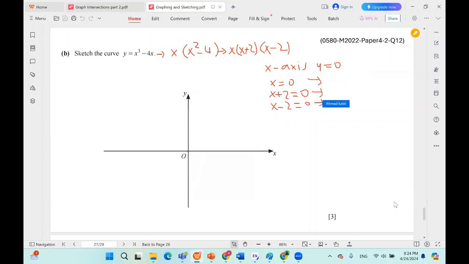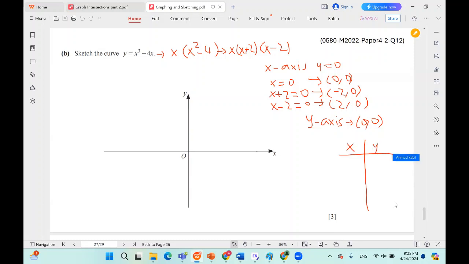So either here we have 0, 0 and -2, 0 and 2, 0. These are the first 3 points that we will use. For the y-axis, we just put x as 0 and we get again 0, 0, which is a point we already got. Now we can draw our table, x versus y. We have x values of -2 and 0 and 2. I'm going to leave some spaces here so as to get other points.